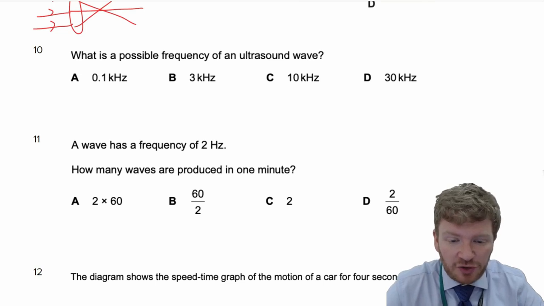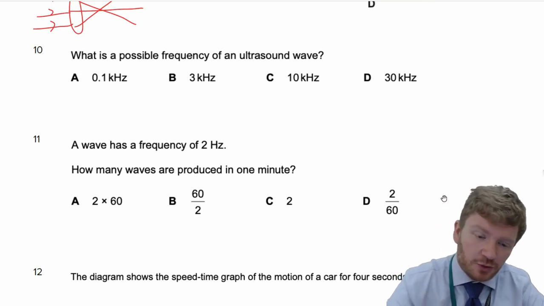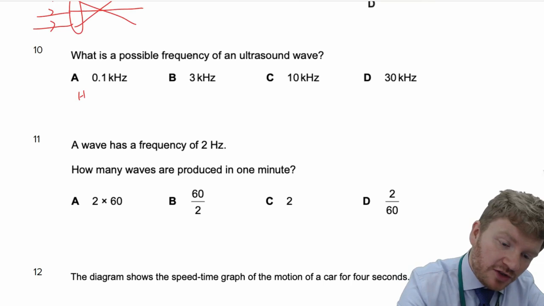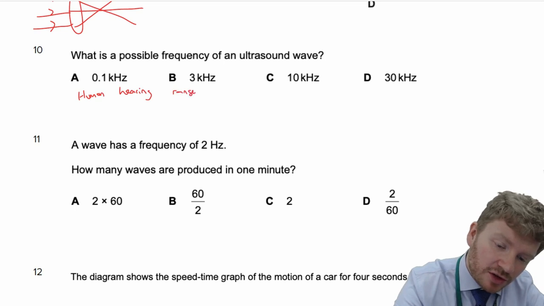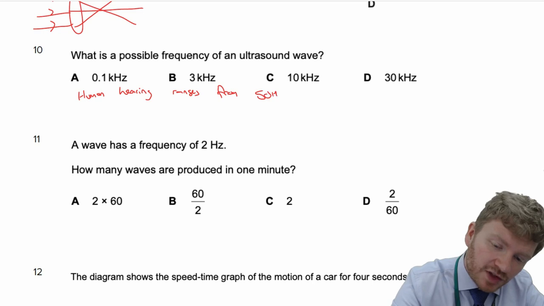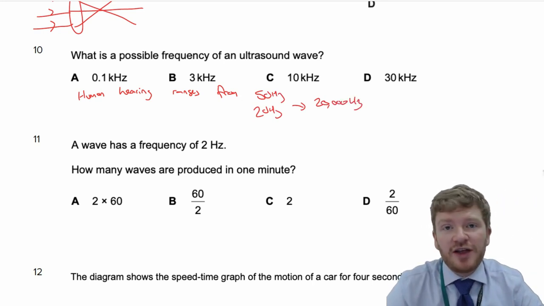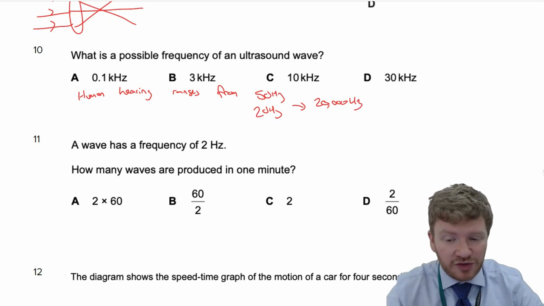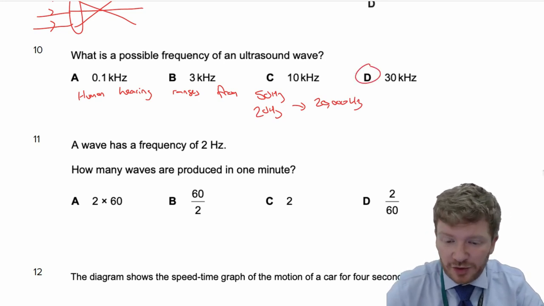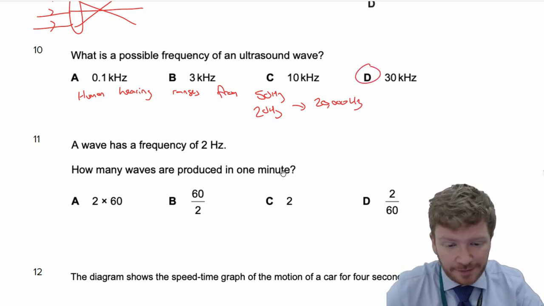Question 10, what is the possible frequency of an ultrasound wave? For this one, you need to know that human hearing ranges from 50 hertz, some people say 20 hertz, to 20,000 hertz. So ultrasound is anything higher than what humans can hear. Anything higher than 20,000 is D.